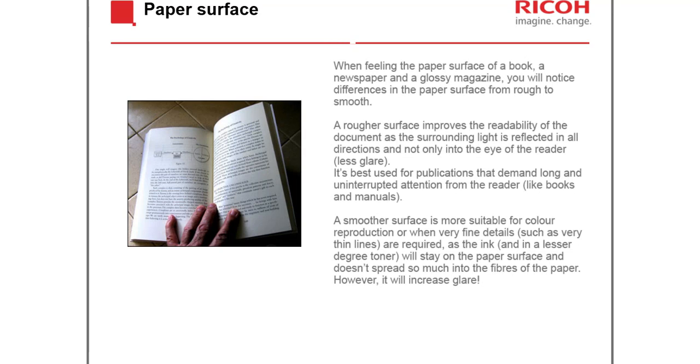It's best used for publications that demand long and uninterrupted attention from the reader, such as books and manuals. A smoother surface is more suitable for color reproduction or when very fine details are required, as the ink will stay on the paper surface and doesn't spread so much into the fibers of the paper. However, it will increase glare.